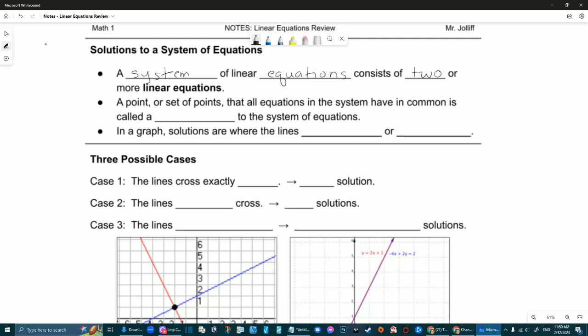The example that we did in our last video actually constitutes a system of two linear equations. We graphed them both on the same graph. A point, or set of points, that all the equations in the system have in common is called a solution to the system of equations.